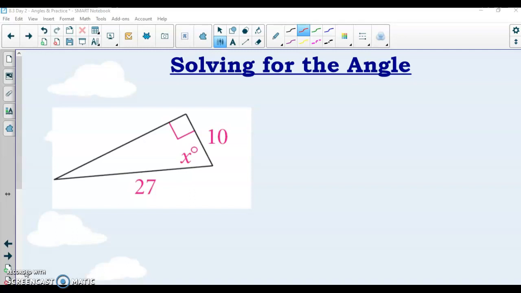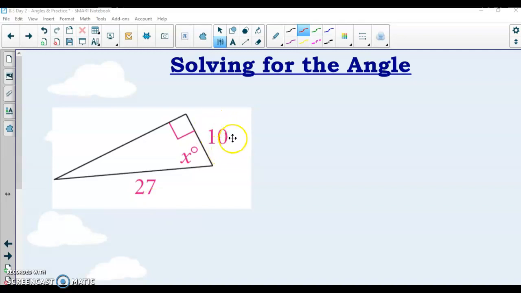In this example, you can see that x is indeed in the angle, and that's what we're trying to solve for. So we're going to use the same steps. We're still going to go through the three steps to solve for x. Our first one being identifying what side lengths we have information for. You notice here that we have a side length of 10 and a side length of 27. So we want to identify exactly which lengths those are on this right triangle.